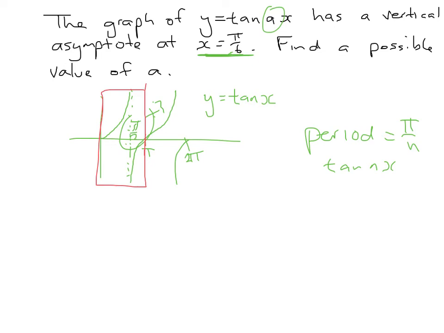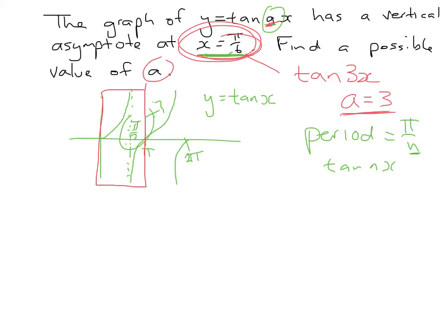So this n here is going to be 3, and n is equal to our a value. So we're looking to get an asymptote there of a graph of tan of 3x. That tells us that our value of a from there has to equal 3. Hope that makes sense. I'll move on to the next one.